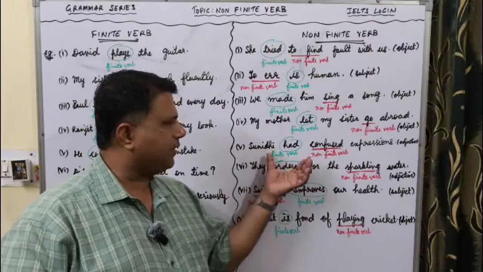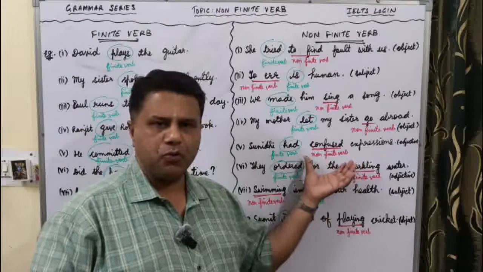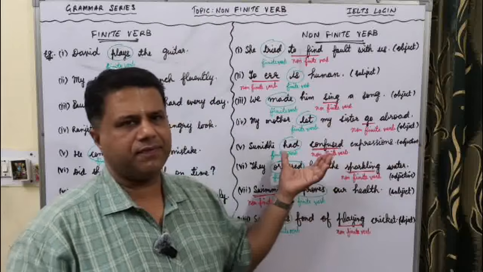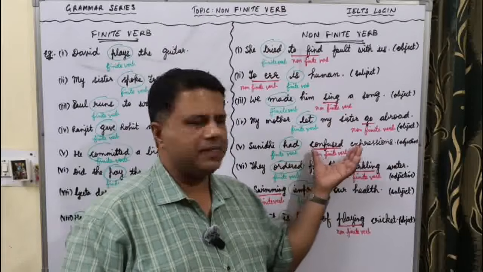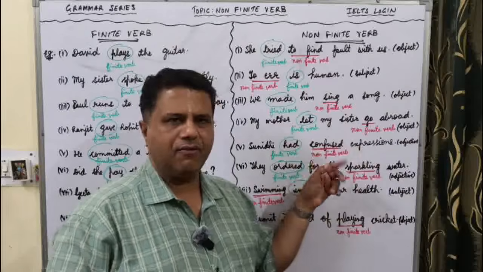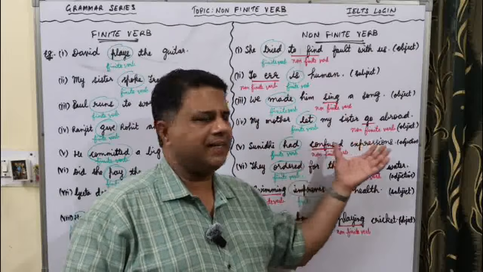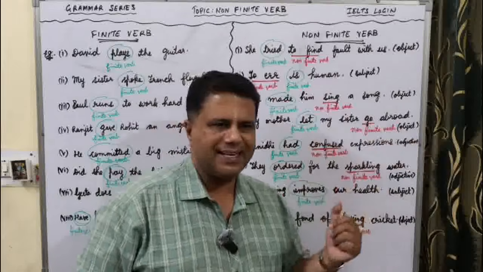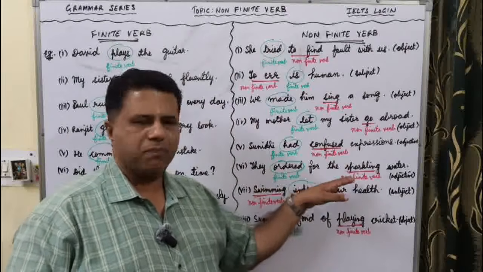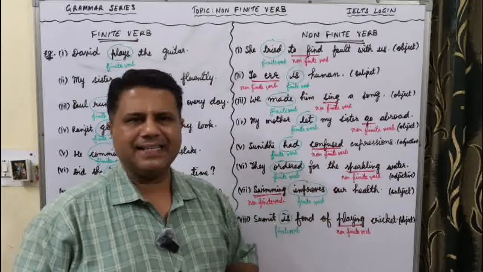Sunidhi had confused expressions. Had is a finite verb. What type of expressions? Confused. The form of confused is the third form of the verb, but the role is that of an adjective here. Sunidhi had what type of expressions? Confused expressions. So confused is telling the quality of expression. So it is acting as an adjective here. They ordered for the sparkling water. Sparkling is the quality of water. So it is acting as an adjective here.